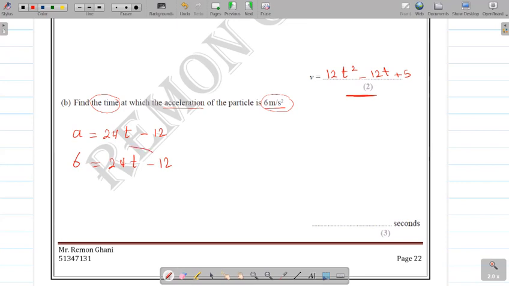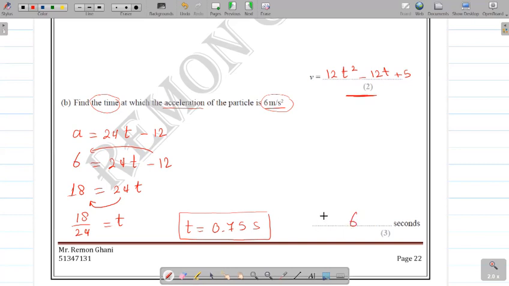Then it's an equation now, I will move negative 12 here, so it will be plus. So 6 plus 12, it's 18. Then 18 equals 24t. Then next step, we move 24 here, so it will be division. So 18 over 24 equals t. That means that the time finally equals 18 over 24, it's 0.75 seconds. So this is the time when the acceleration equals 6.